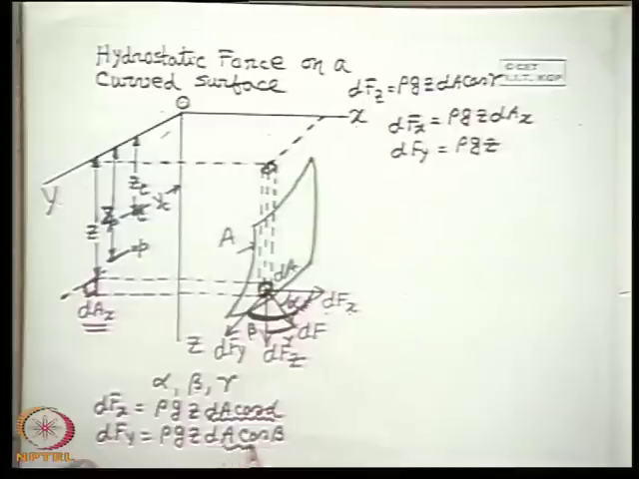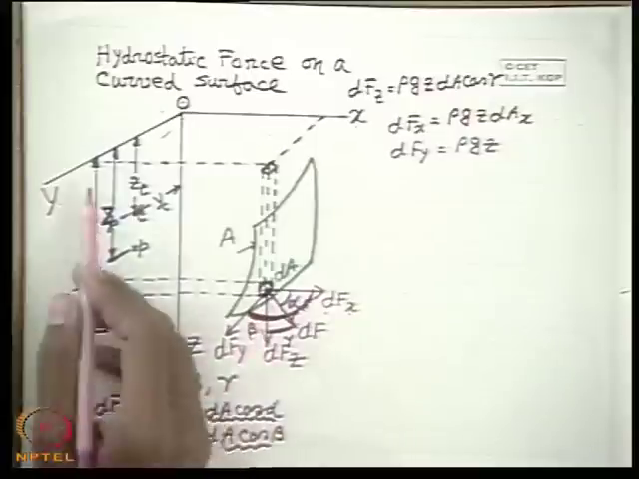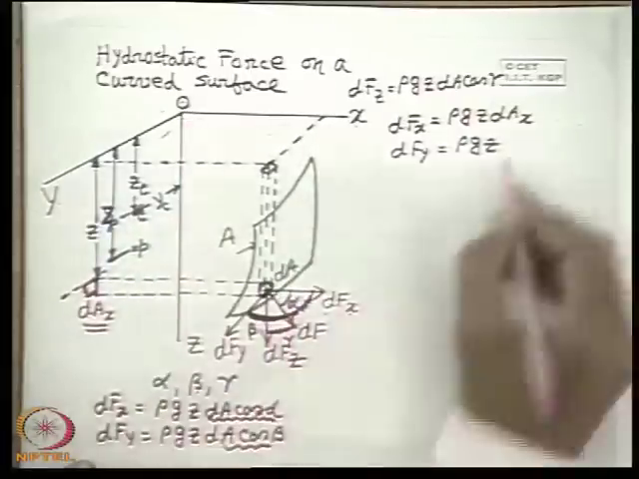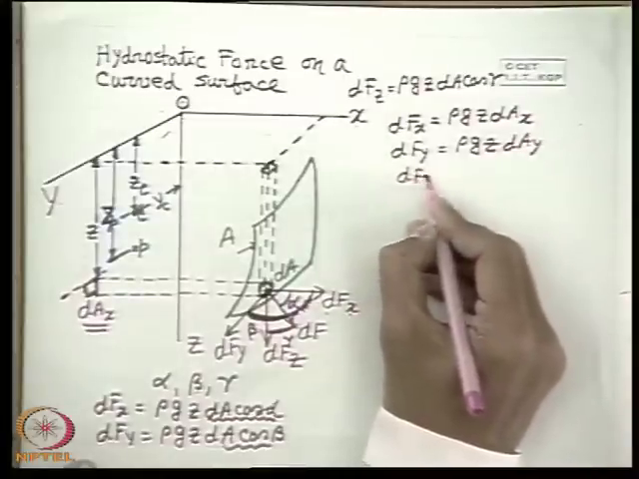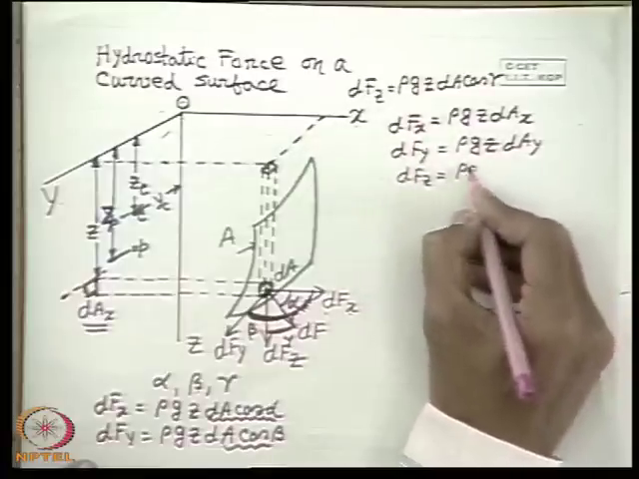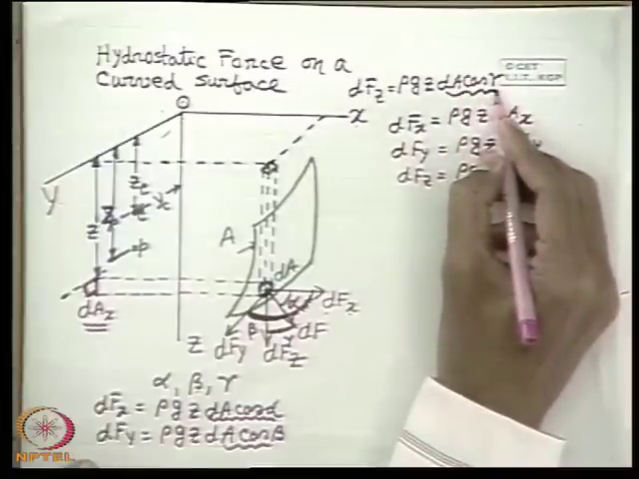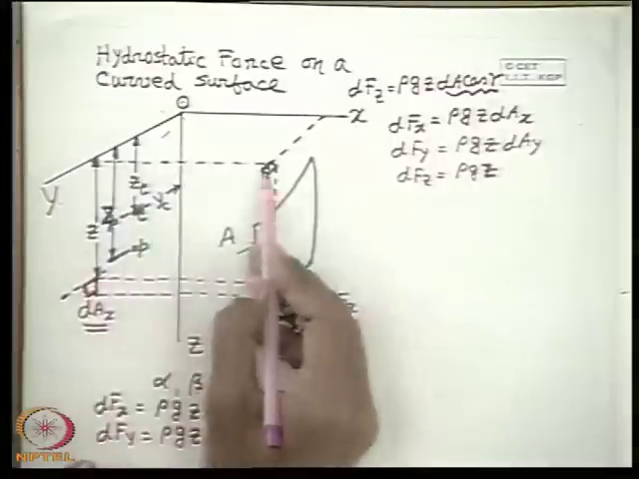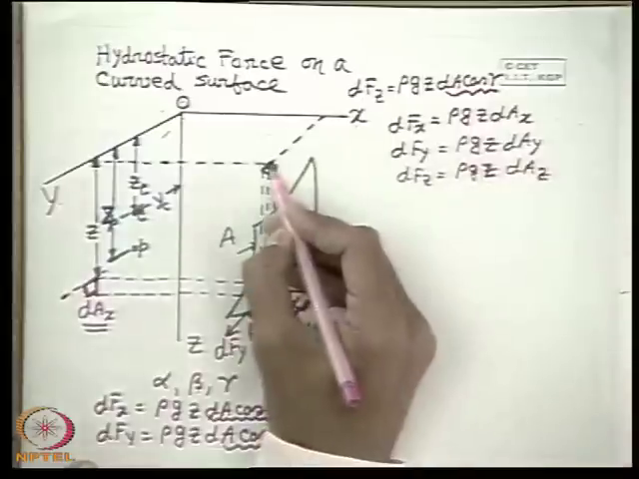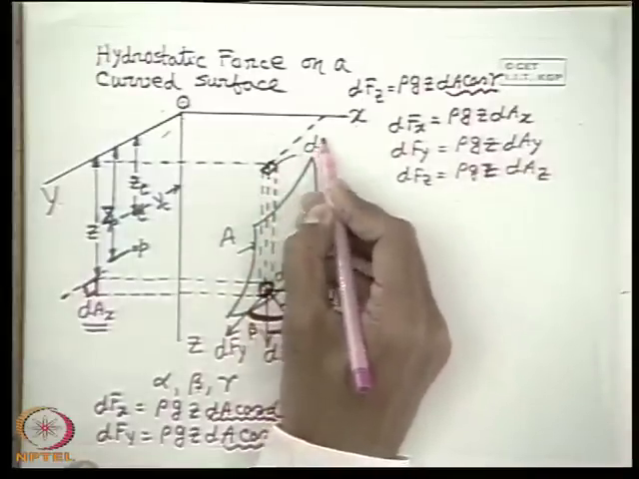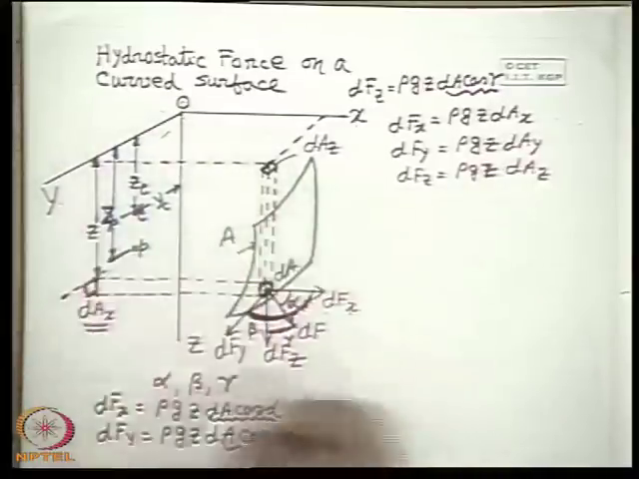Similarly, dA cos beta will be the projected area of dA on a plane whose perpendicular is the y direction, that means it is on the plane xz. So that we represent as dAy. And similarly, dfz will represent rho g z times dA cos gamma, which is the projected area of dA on the xy plane. That means the plane perpendicular to z direction, which is shown here. This area is dAz. The dAy area is not shown here, it is difficult to show on this two-dimensional paper.